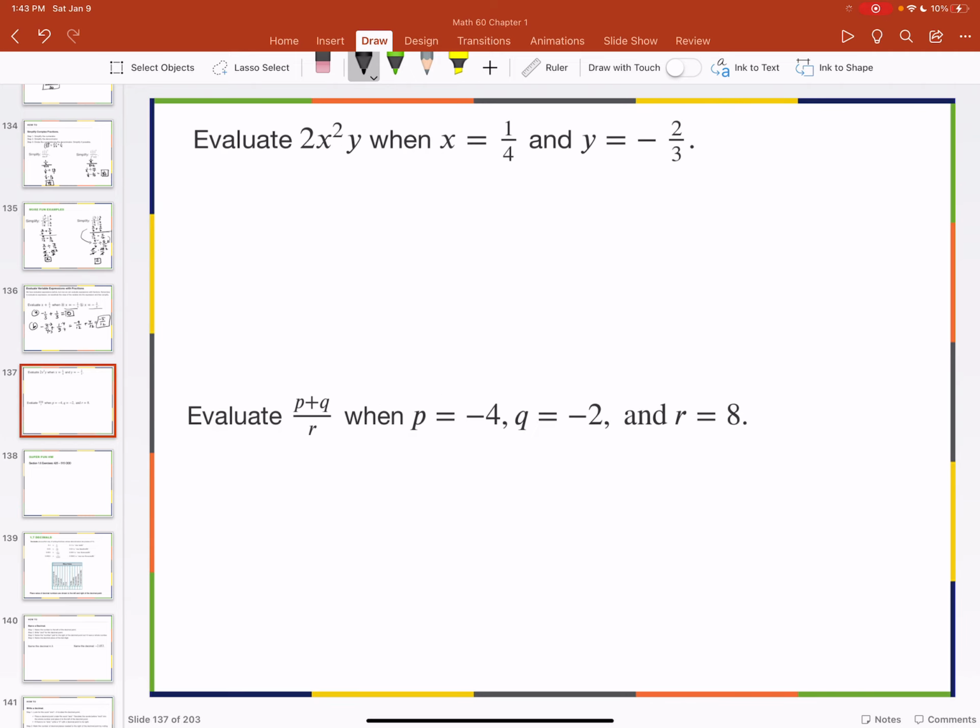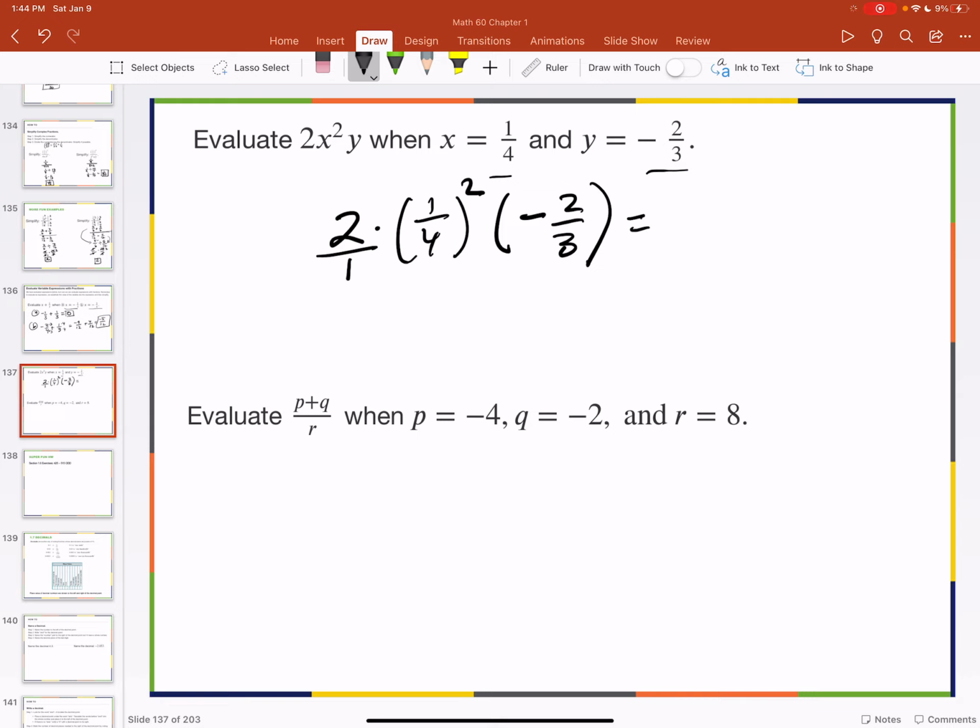All right, let's do another one. Evaluate 2x squared y when x is 1/4 and y is negative 2/3. So that's 2 times 1/4 squared times y, which is negative 2/3, okay? So the nice thing is this is like over 1, so we just multiply across the top, okay? But first, let's go ahead and do the exponent. So 1/4 times itself is 1/16 times negative 2/3.